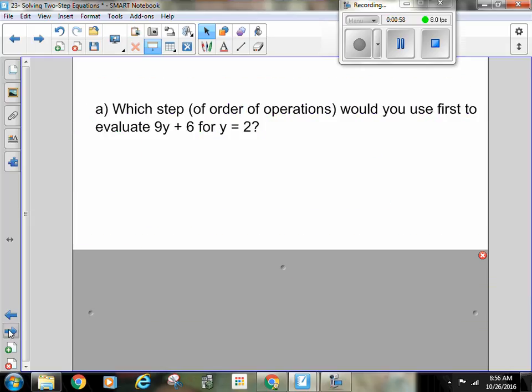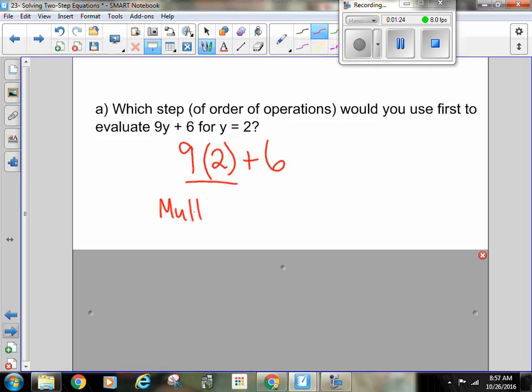Okay, so let's get into the letter portion of your homework. Which step of the order of operations would you use first to evaluate 9y plus 6 for y equals 2? So what they're saying is, if you substitute 2 in place of y, what is the first step we're going to do in here if we follow order of operations? Well, order of operations tells us we're going to take 9 times 2. So you want to talk about multiplication because of order of operations.